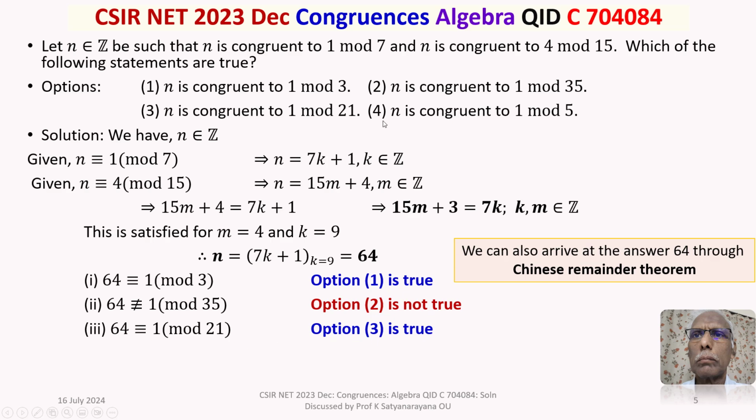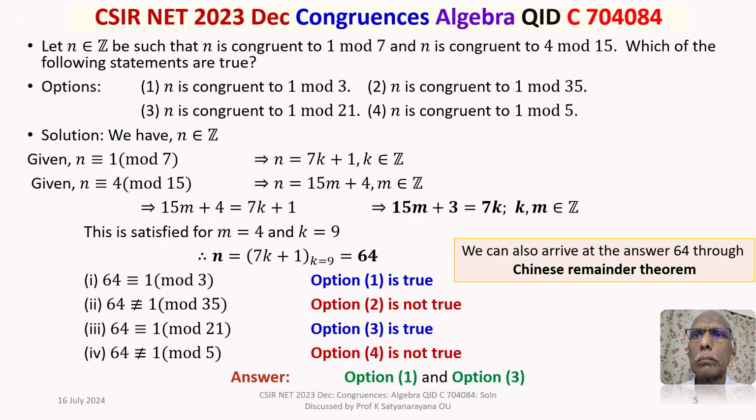In the case of option 4, is 64 congruent to 1 mod 5? No, because 5 doesn't divide 64 minus 1, that is, 5 doesn't divide 63. Therefore, 64 is not congruent to 1 mod 5, so option 4 is not true. Summarizing, the answer to this question is option 1 and option 3.